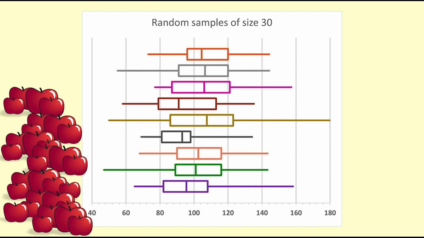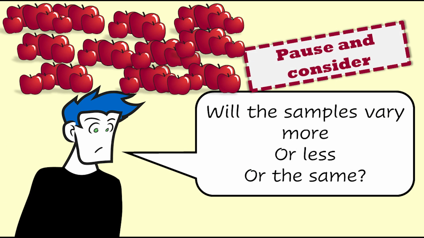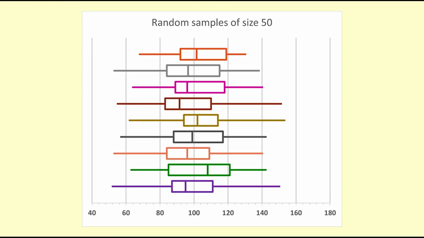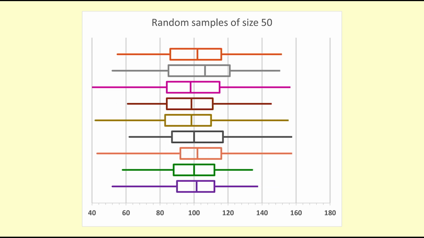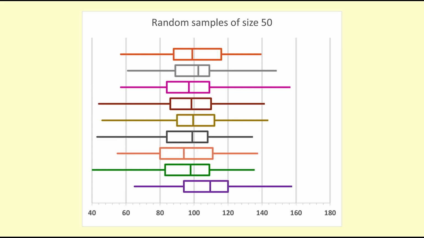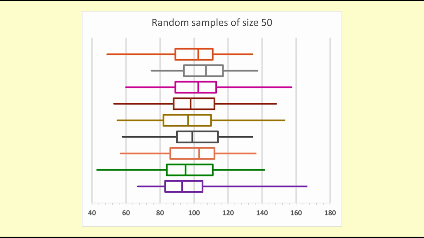Finally, we will look at samples of size 50. What do you think will happen? Here are some sets of samples, this time of 50 apples each, all taken from the same population. We can see that the larger samples are more similar to each other still. Do you notice anything else about the larger samples? They tend to have a larger range from minimum to maximum than the smaller samples, as there is more opportunity for extreme values to appear.